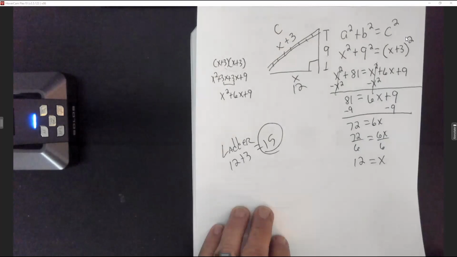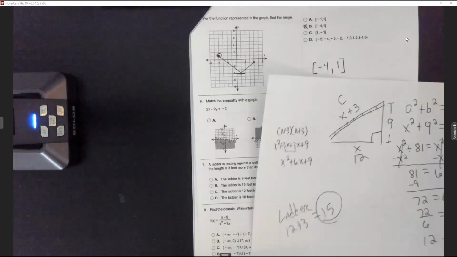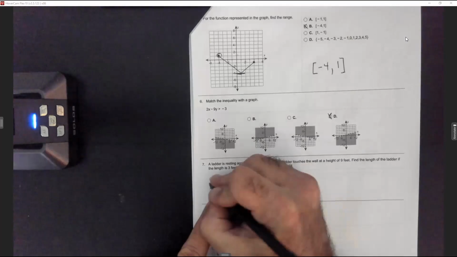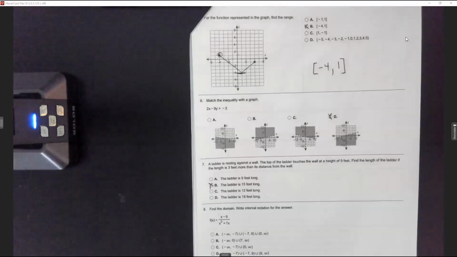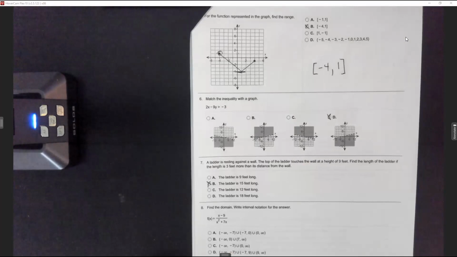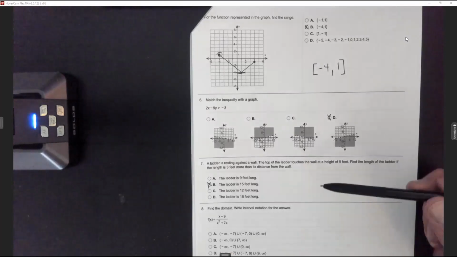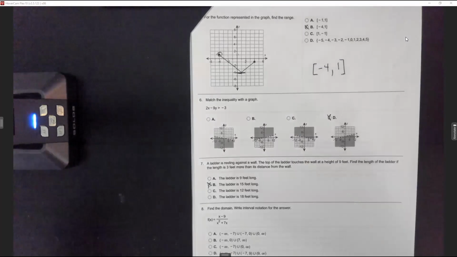So y'all, let me look on my page here. We said 15, so that would be RB. So 7 is sort of tricky, and then the one I did a while ago, I think was 4, with the big system of equations. That is sort of tricky.